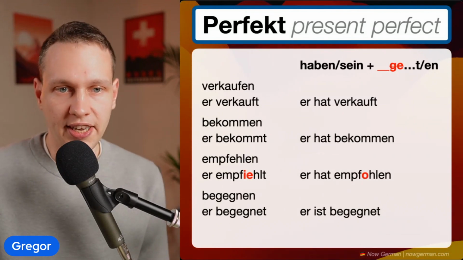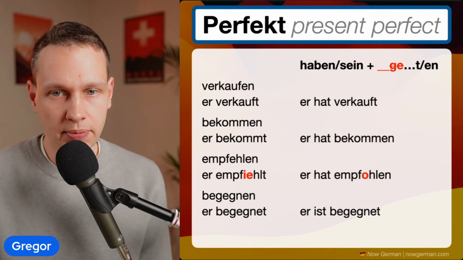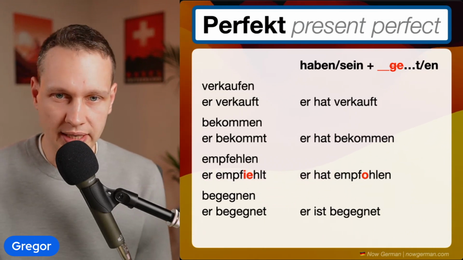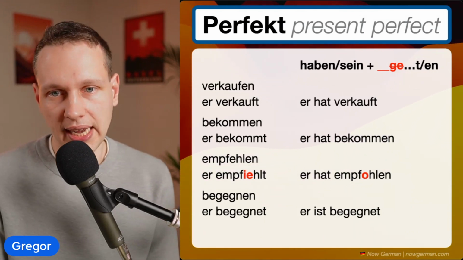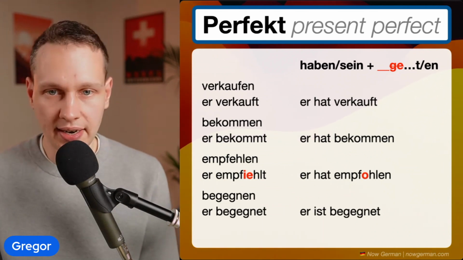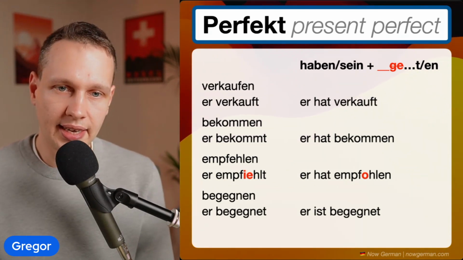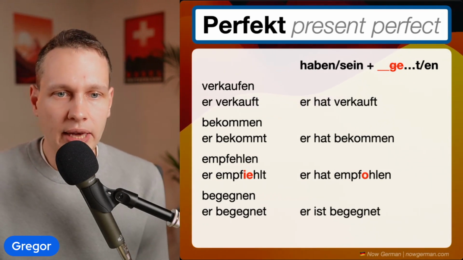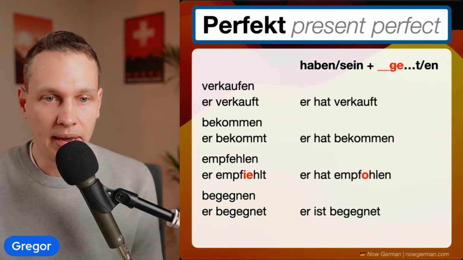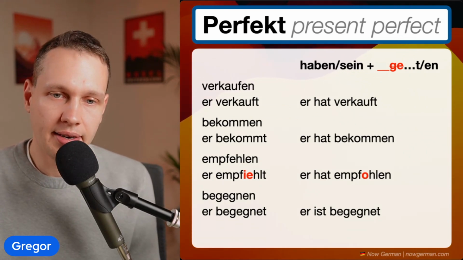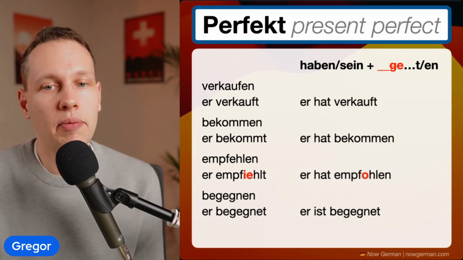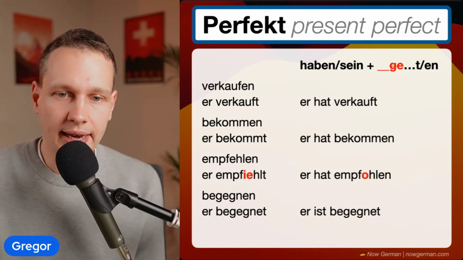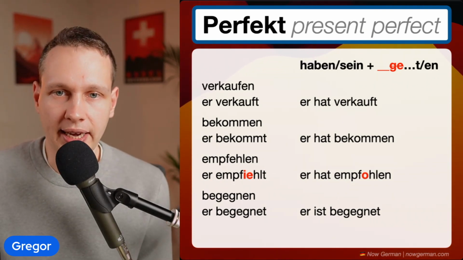Bekommen, that means to receive. Bekommt, hat bekommen. And by the way, notice that not always does it need to be exactly the same as the present tense because bekommen is irregular. So it gets the en ending. And so this is then the same actually as the infinitive form, but not as the third person present tense. And then we have empfehlen, to recommend. Empfiehlt, and in perfect tense, hat empfohlen. And begegnen, to encounter. Begegnet, and ist begegnet.